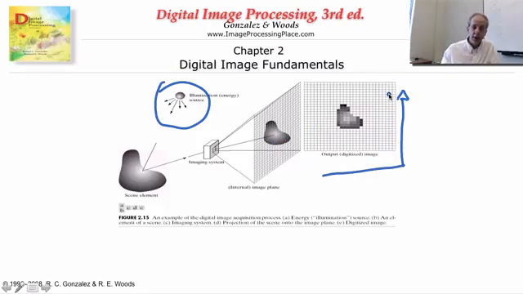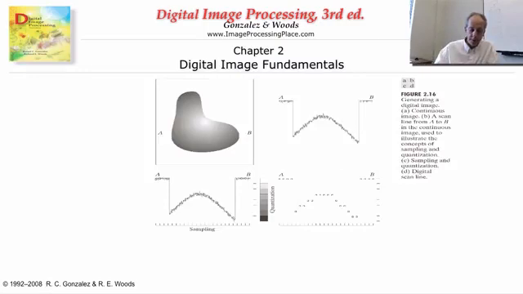There's also discretization in the amplitude. We're not going to be able to capture every single level of gray, every single level that is reflected from the object, but we're going to have to discretize it as well. So let's talk a bit more about that.